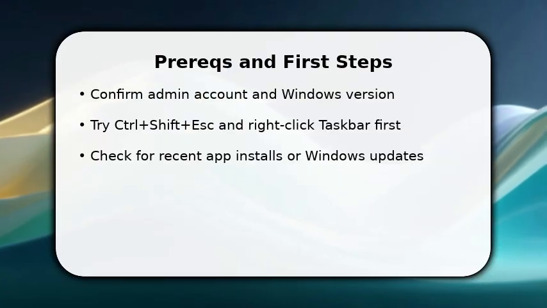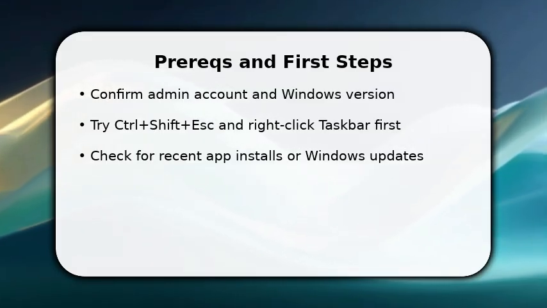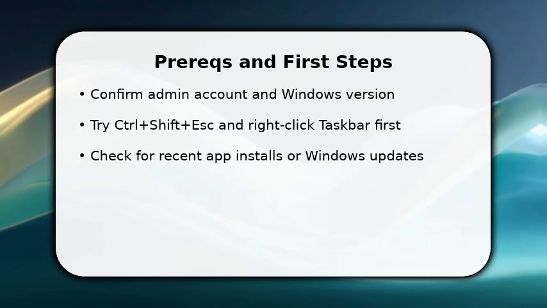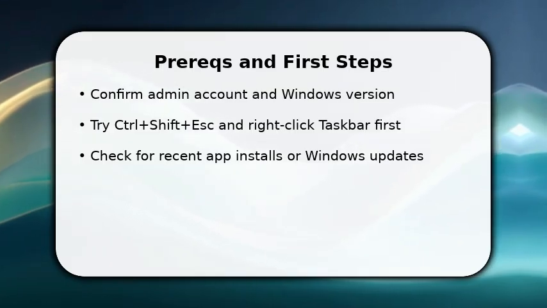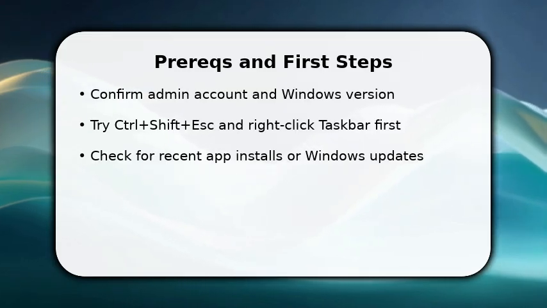You start with two prerequisites: an administrator account and knowledge of recent changes that might block Task Manager. First, press Ctrl plus Shift plus Esc. If that fails, right-click the taskbar or use Start, Right Arrow, Run, Right Arrow, Task Manager.